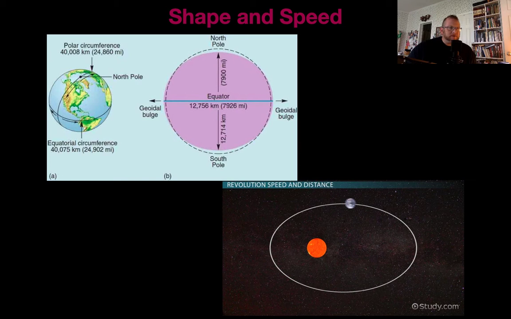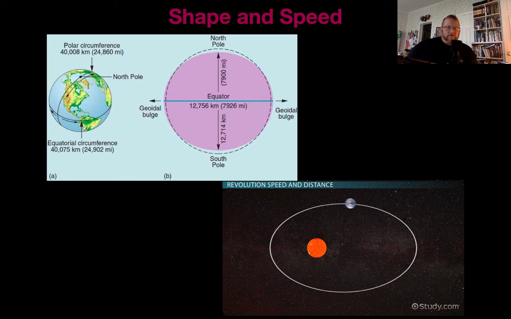The rotation is spinning so fast that it's causing the Earth to squish, and it bulges out to the left and the right of the equator. So Earth's shape is round, but it's more of a spheroid because it's squished at the top and the bottom, and it bulges out at the left and the right of the equator. So that's Earth's shape.